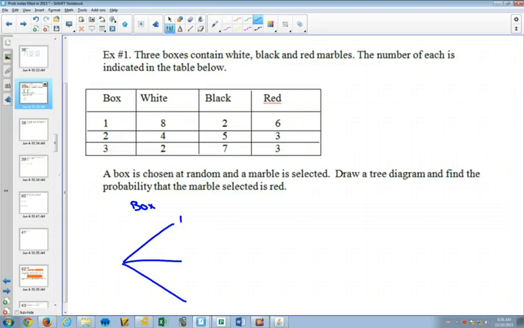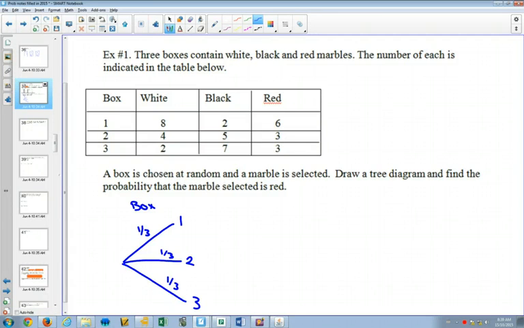And we have 3 choices: box 1, box 2, and box 3. Each of those choices has an equal probability because it says that a box is chosen at random. So what we can do on the branch is actually show the probability. The probability of getting box 1 is 1 out of 3, box 2 is 1 out of 3, and box 3 is 1 out of 3.